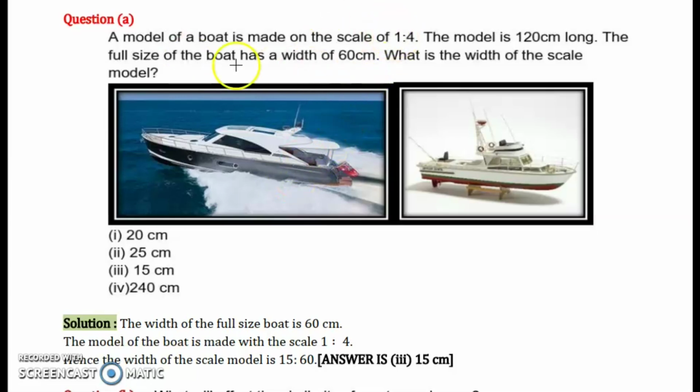Therefore, the answer is very simple. What is the full size of the boat? It is 60 centimeter. What is the ratio given here? The given ratio is 1:4. Therefore, what is the width? 1:4 means 60 divided by 4, that is equal to 15. Therefore, option 3 is going to be the correct answer for our problem, right?